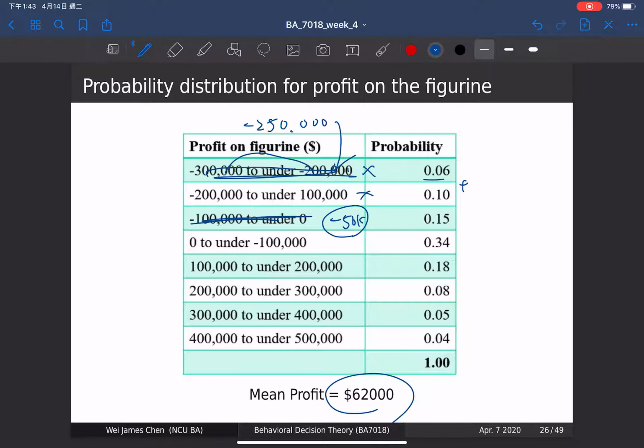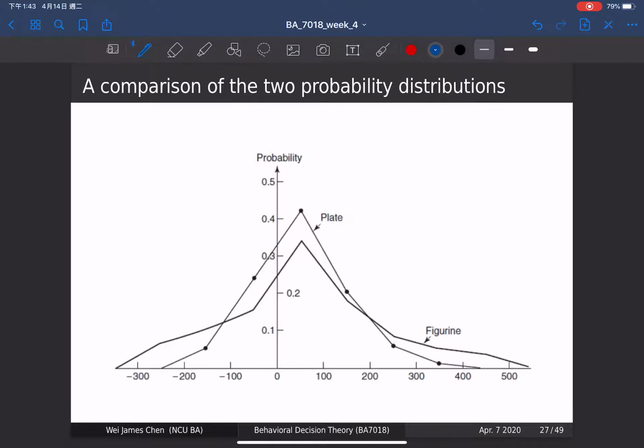So far, so good? Okay, and now we finished the previous example. Now we're going to talk about a comparison of two probability distributions. Suppose we use this method of simulation. Now we get two probability distributions, like shown here, a figurine and a plate distribution. There are two distributions here.